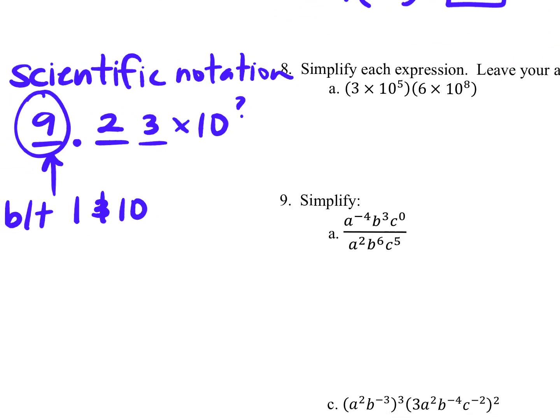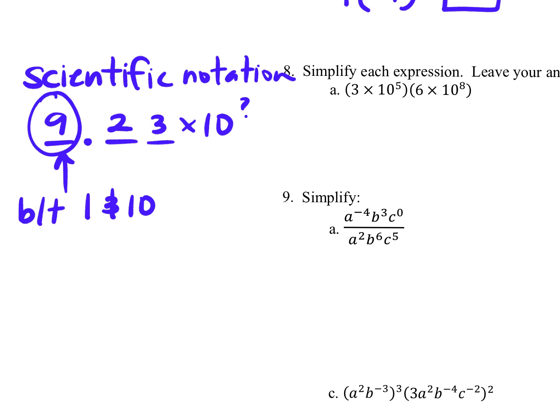So take a look at this one. You have 3 times 10 to the 5th and 6 times 10 to the 8th. What do you have to do first? 3 times 6. So you're going to multiply 3 times 6 is 18. What do you do next? Right. These exponents are going to get added together. So it's 18 times 10 to the 13th power. Is that in scientific notation? No. You have to make it so that this number, 18, is a number less than 10. So you're going to move this 1 decimal point to the left, 1.8.